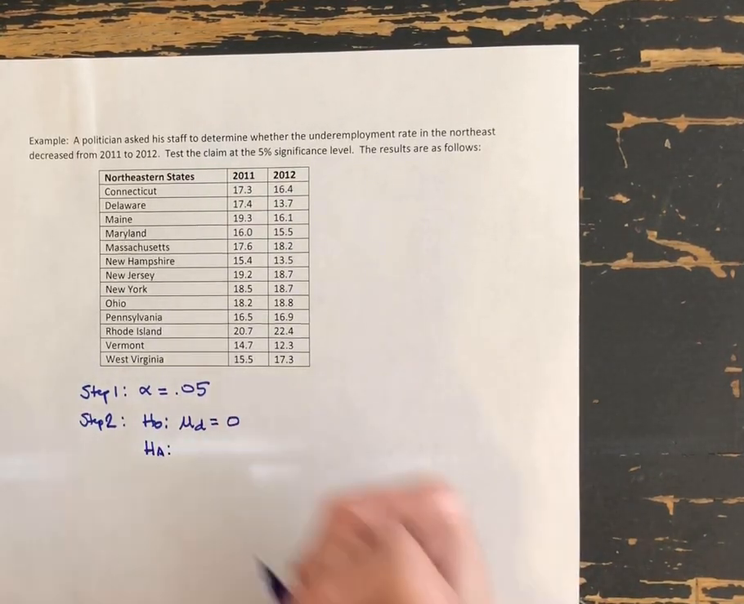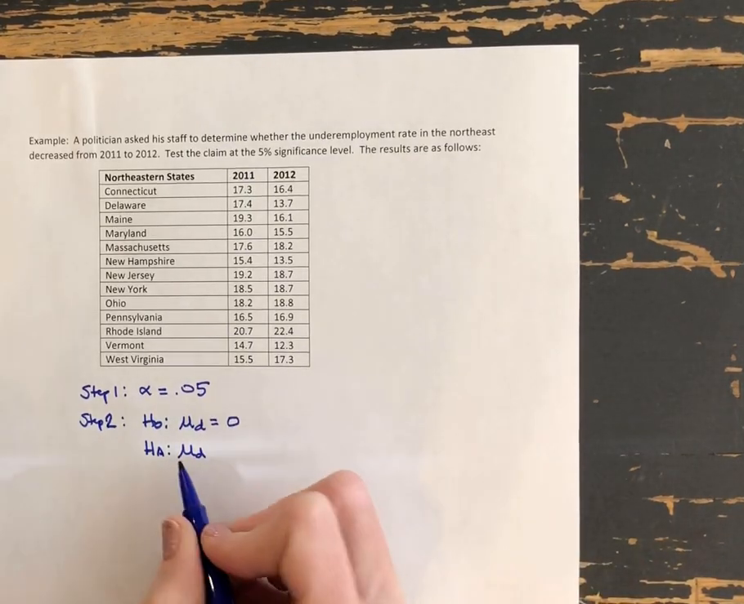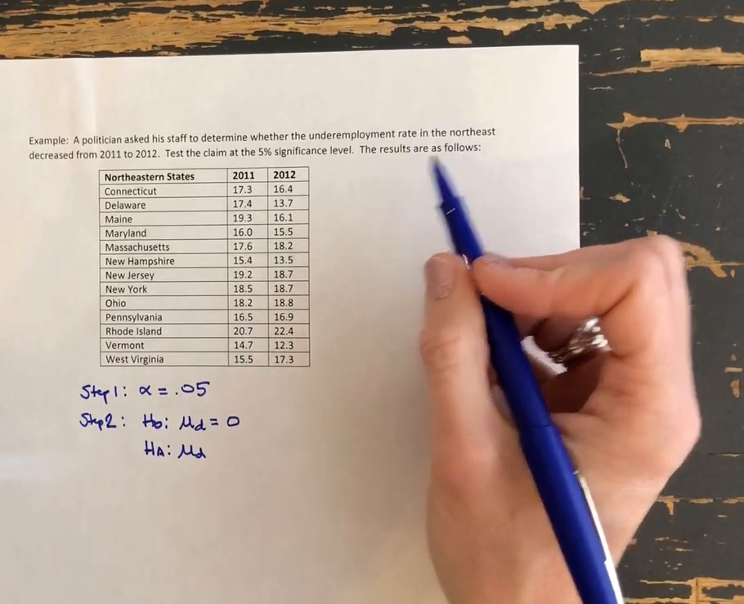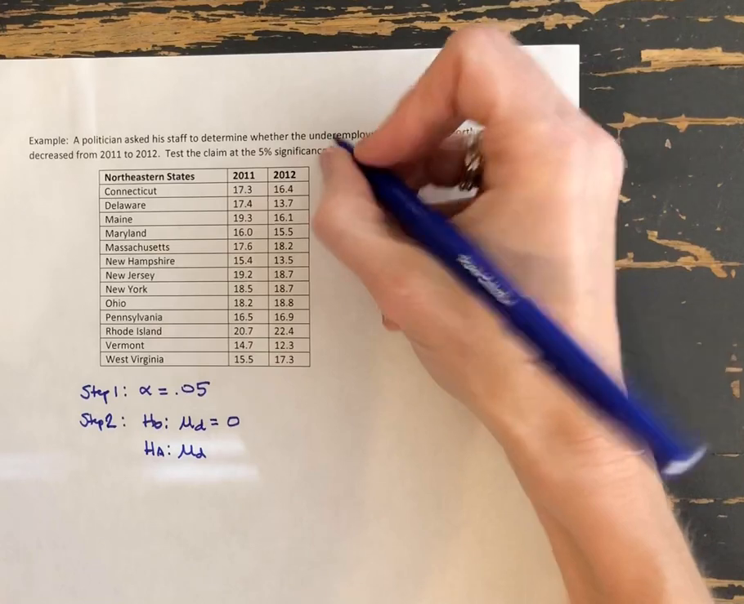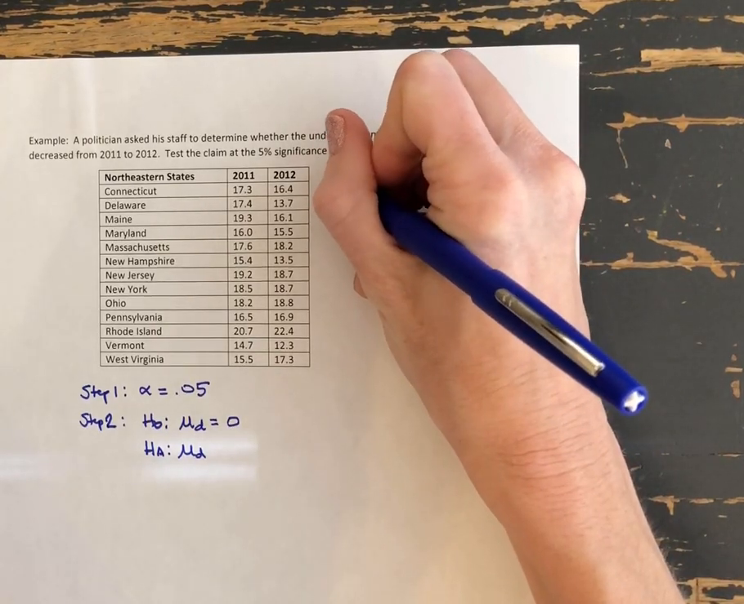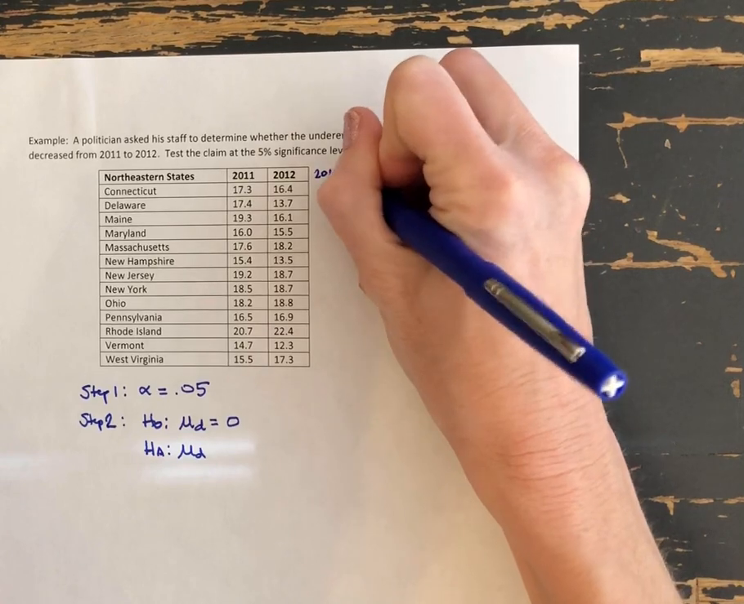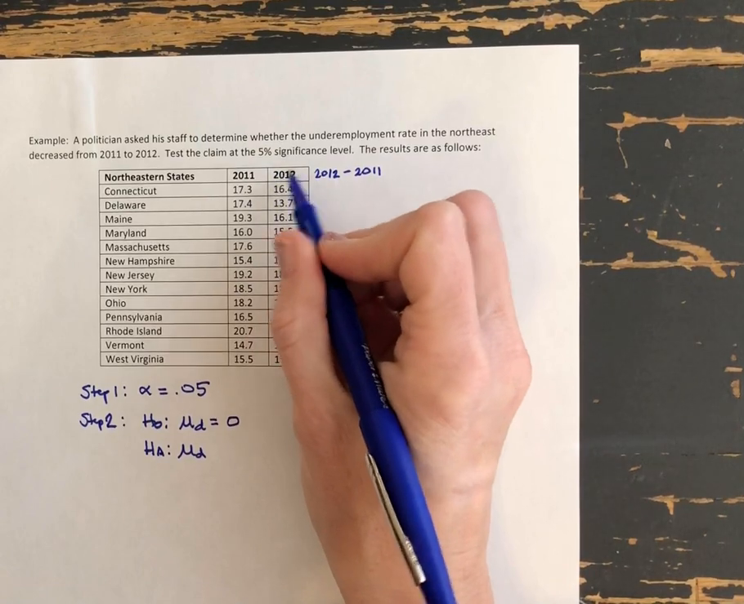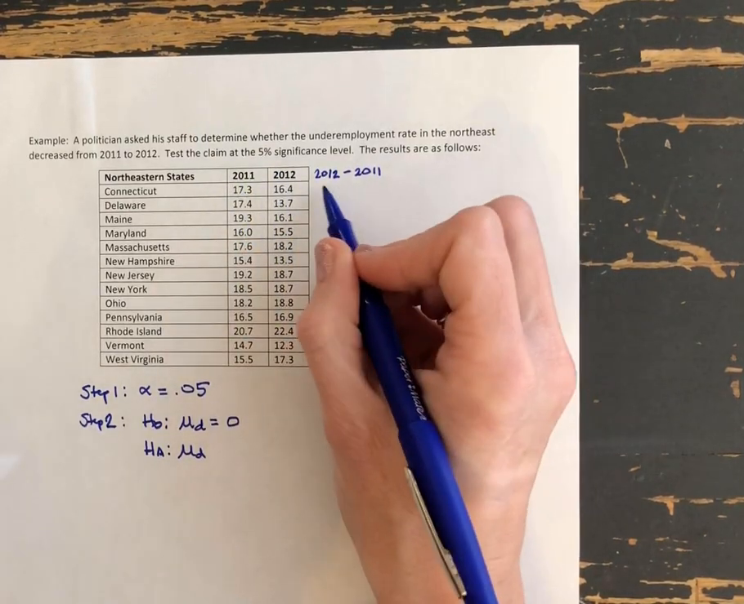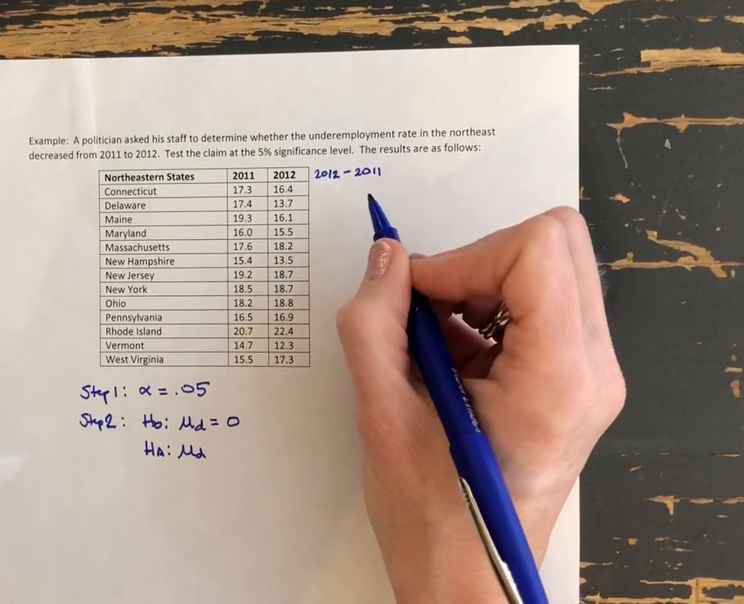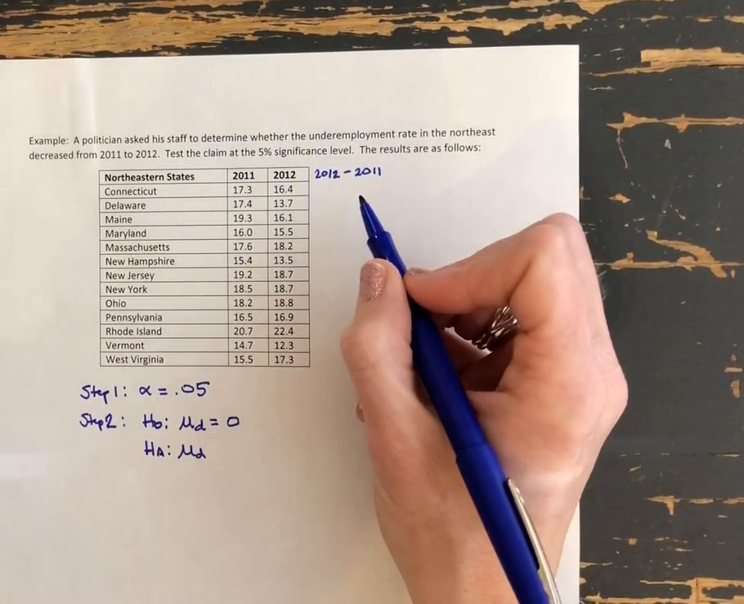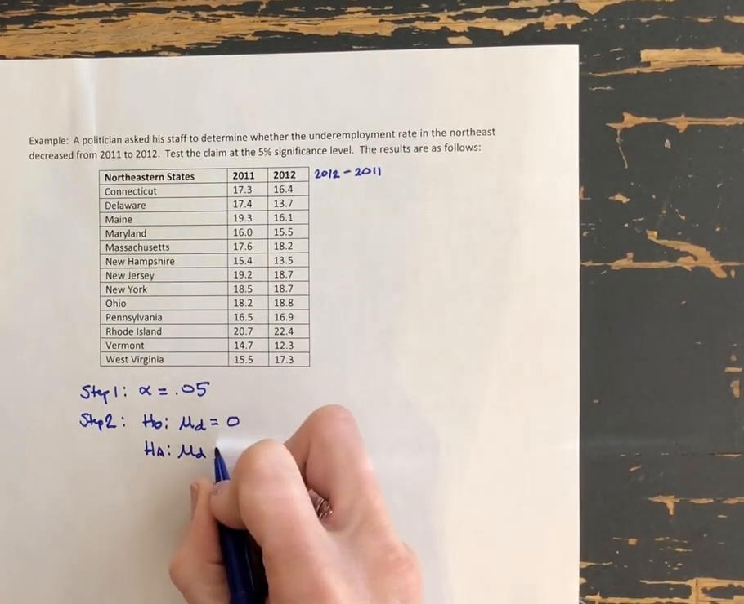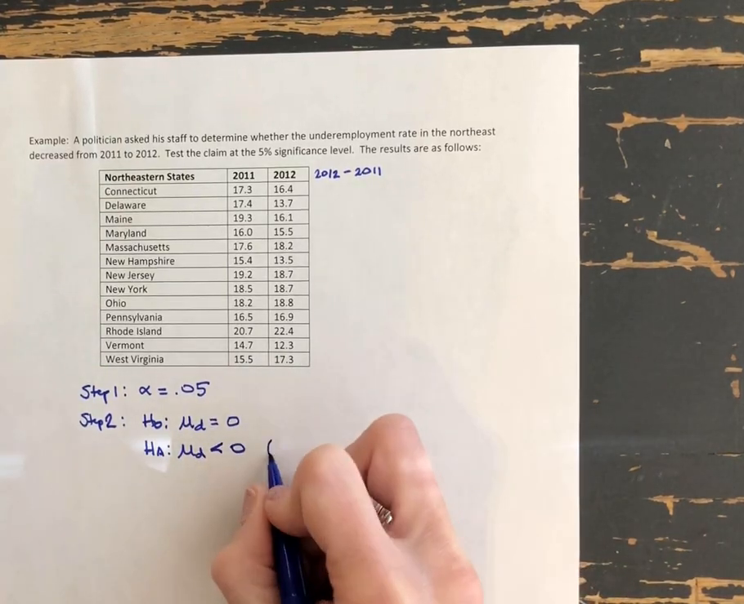And then we have to think about the direction of the alternative. It said that it wanted us to test whether the underemployment rate in the Northeast decreased. If it's decreasing, that means that when we find the difference between the 2012 underemployment rate and the 2011, so take 2012 and subtract the 2011, if it is decreasing, that rate is going to be negative. So we're looking to see if the mean difference is less than 0.